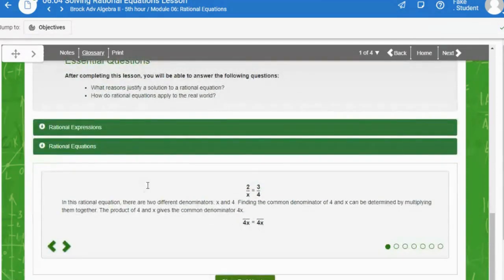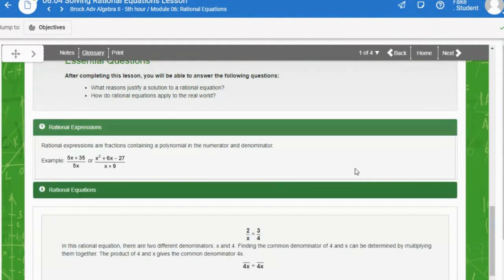All right, let's look at this. We're going to learn what reasons justify a solution and how they apply in the real world. A rational expression is just a definition here. It's fractions that have a polynomial in the numerator and denominator: 5x plus 35 over 5x, or x squared plus 6x minus 27 over x plus 9. Rational equations: if it has the word equation, there has to be an equal sign.